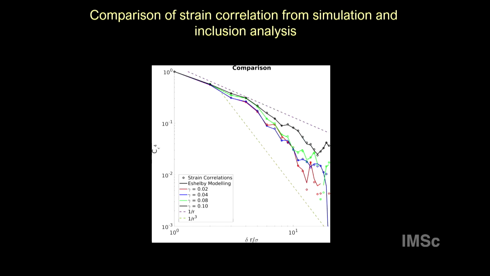Now we can also do this inclusion analysis once again. We can identify the particles that correspond to large strain in our system and treat them as inclusions. We can construct synthetic strain fields, and then compute the correlations for the synthetic strain fields. If we do that, we get nice results even in the transient stages of deformation.